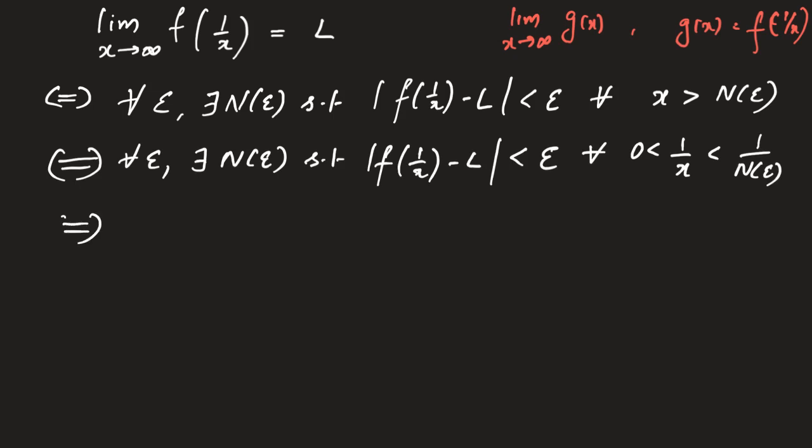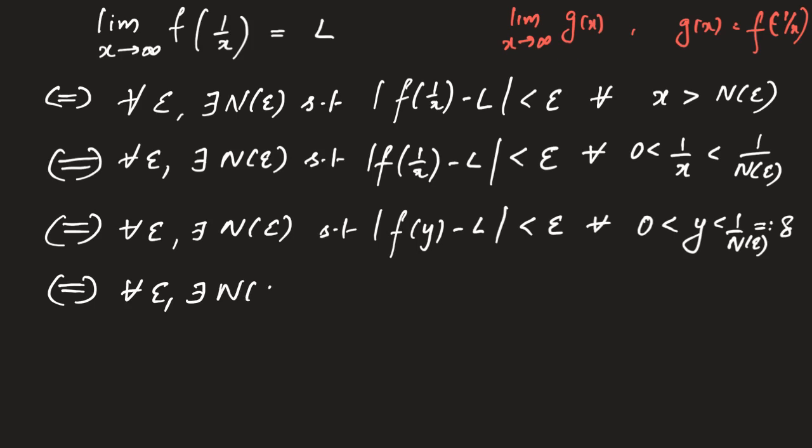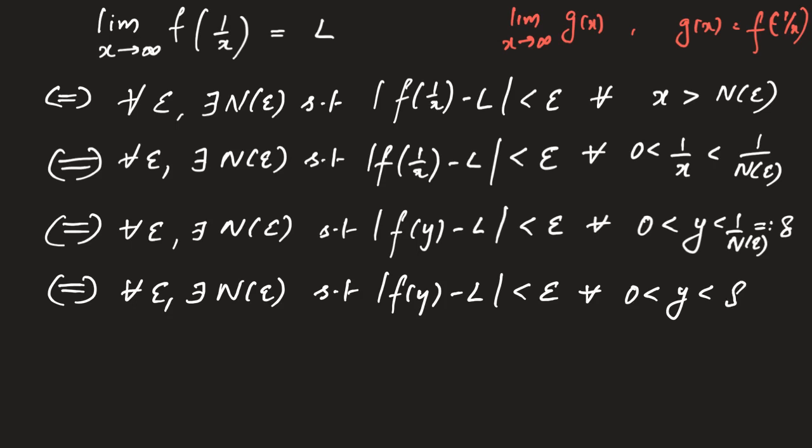This is if and only if for every epsilon there exists an n of epsilon such that mod of f of y minus L is less than epsilon for all 0 less than y less than 1 by n of epsilon, and we will just call this quantity delta. Let us just clean it up a little bit more. We will write this as for every epsilon there exists a delta such that mod of f of y minus L is less than epsilon for all 0 less than y less than delta.